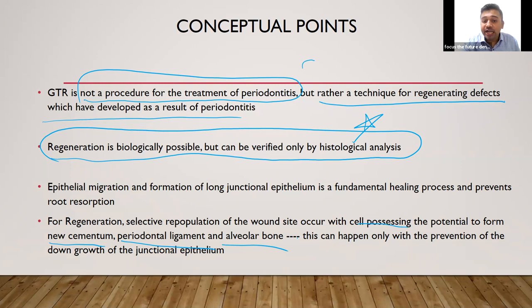This can happen only with prevention of downgrowth of the junctional epithelium. You block the downgrowth of your junctional epithelium and epithelial connective tissue. You don't want these structures to come there. You want cells from your periodontal space to occupy the wound and start formation of osteoblasts, cementoblasts, and cells for the periodontal ligament fibers. Okay, I hope it is clear.